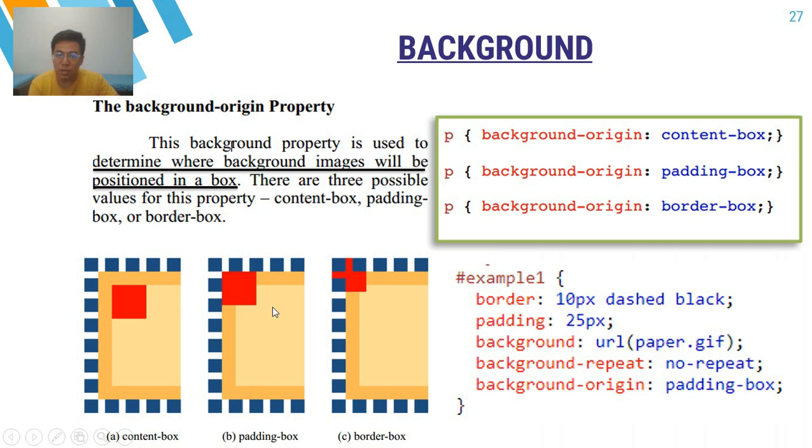Okay, so as you can see, the background image will be placed inside the padding. On the content-box, the image will be placed inside the content, and for the border-box, the image will be placed inside the border. So remember the box model, it has different parts: the content, the padding, and then the border, and outside of the border will be the margin.